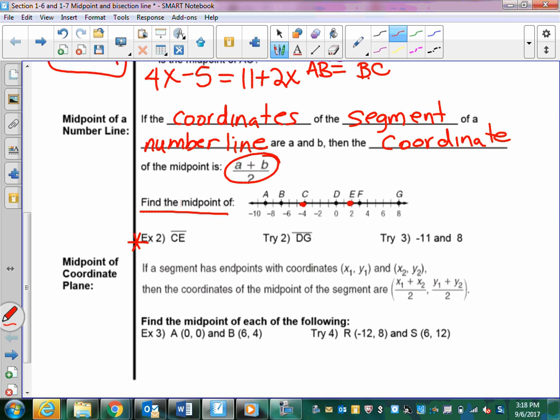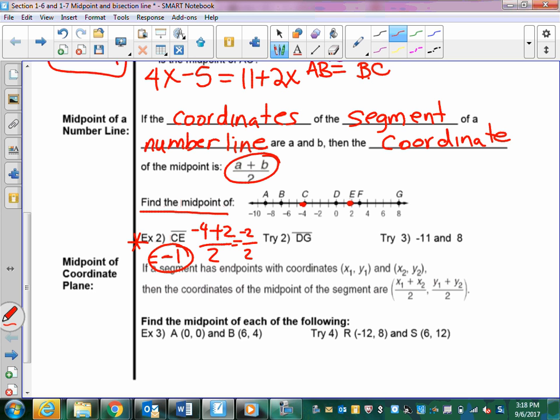Remember, we add and divide by 2. So C is -4 plus E is 2, divide that by 2. -4 plus 2 is -2, divided by 2. The coordinate will be -1. Okay, -1.